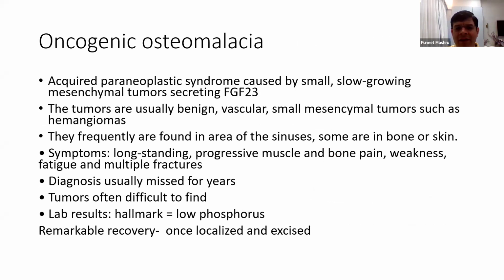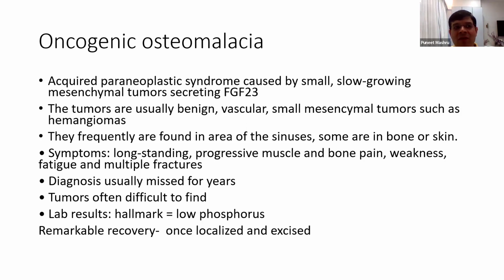So oncogenic osteomalacia is an acquired paraneoplastic syndrome caused by small, slow-growing mesenchymal tumors secreting FGF23. They are benign. They're frequently found in the areas of the sinuses, some in the bone or skin. They have typical symptoms of osteomalacia, and the diagnosis is missed for years. These tumors are very hard to find, so we need to use special tests like DOTATATE PET scan. And the hallmark is the very low phosphorus.